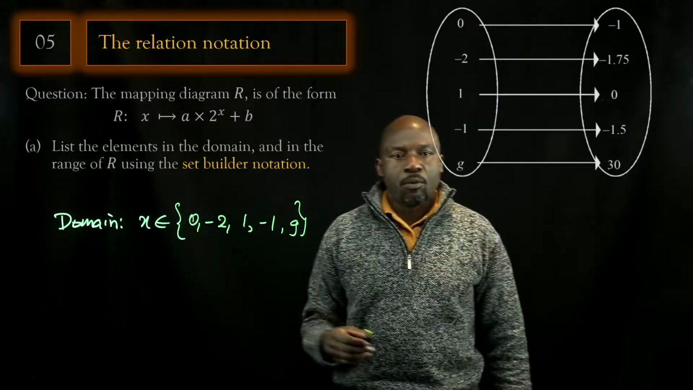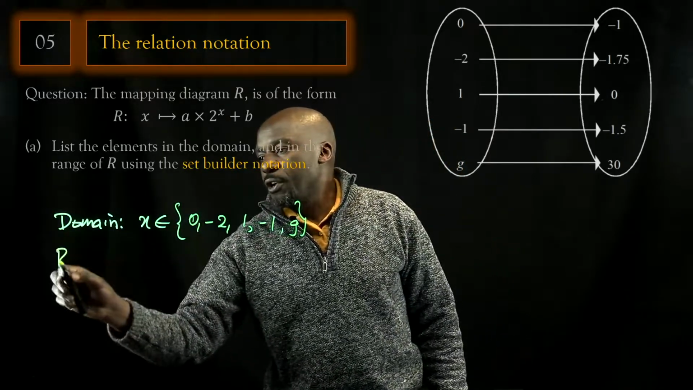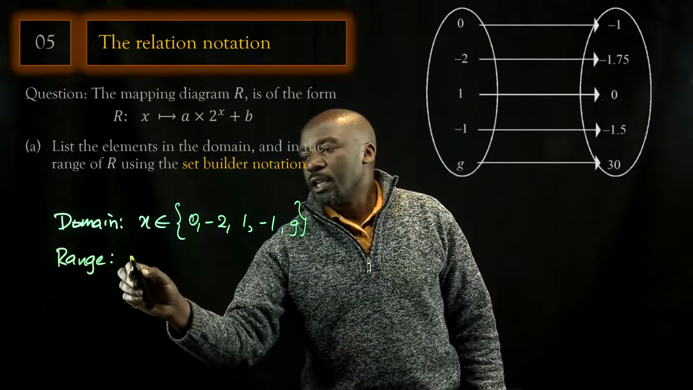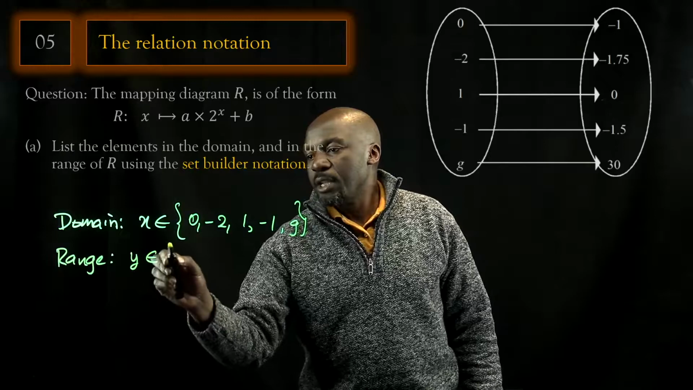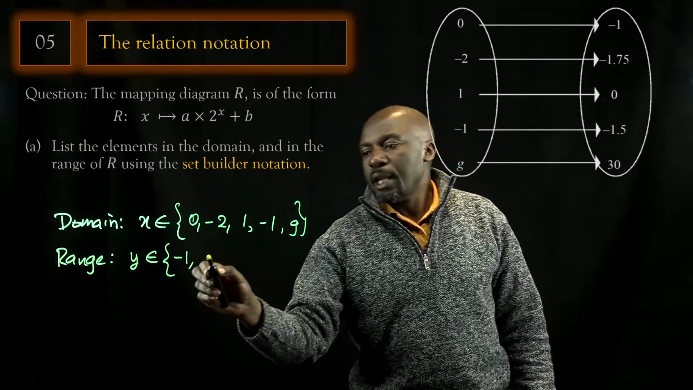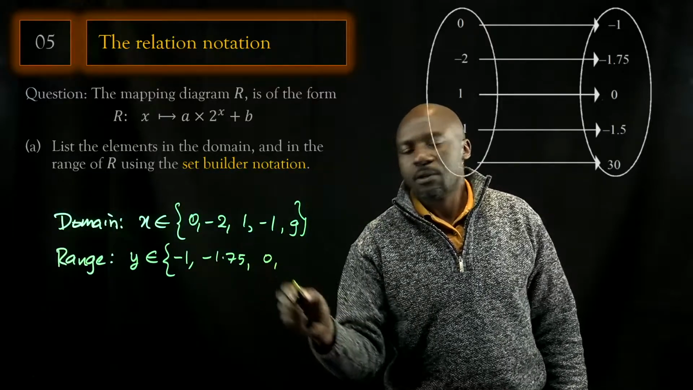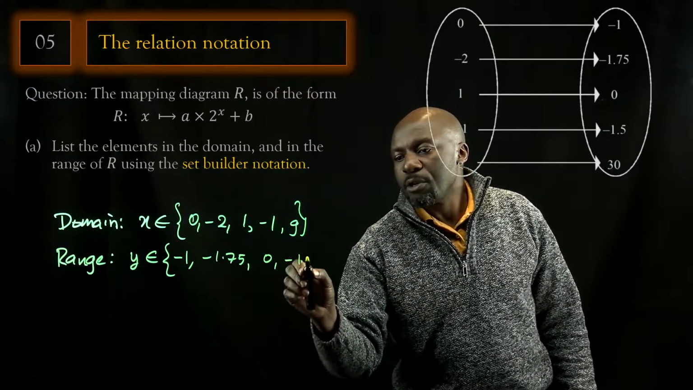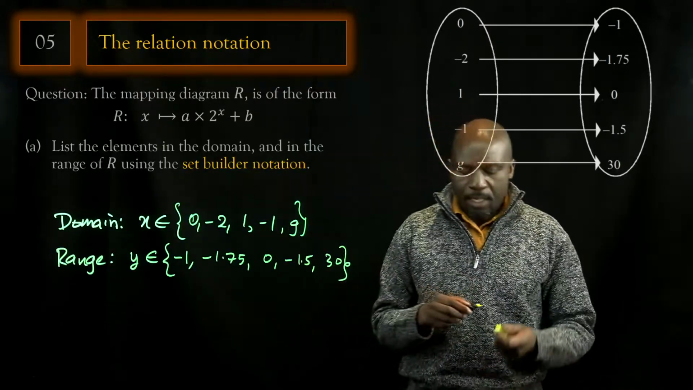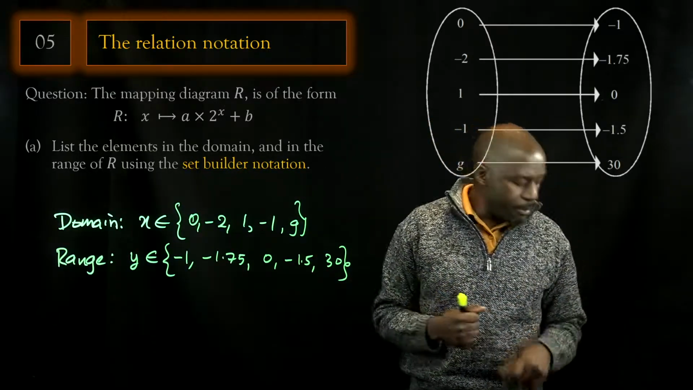Okay, and what about the range? In the same way, we can express the range as y values are elements of the set -1, -1.75, 0, -1.5, and I think the last one there is 30, and that is the range expressed in set builder notation. It's as simple as that, right?